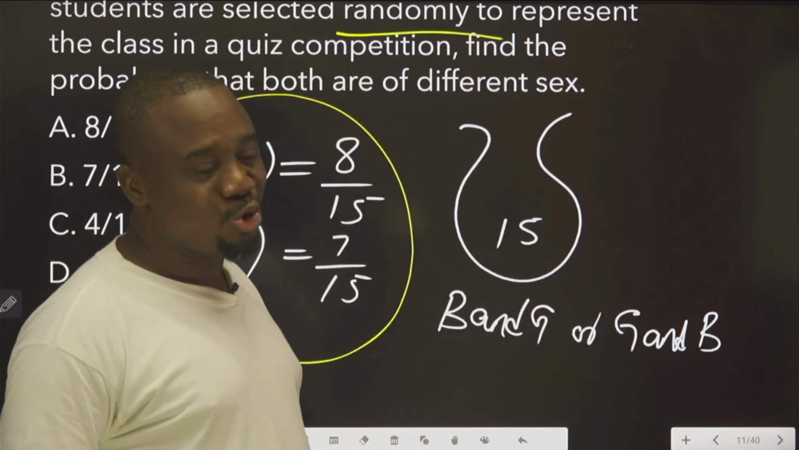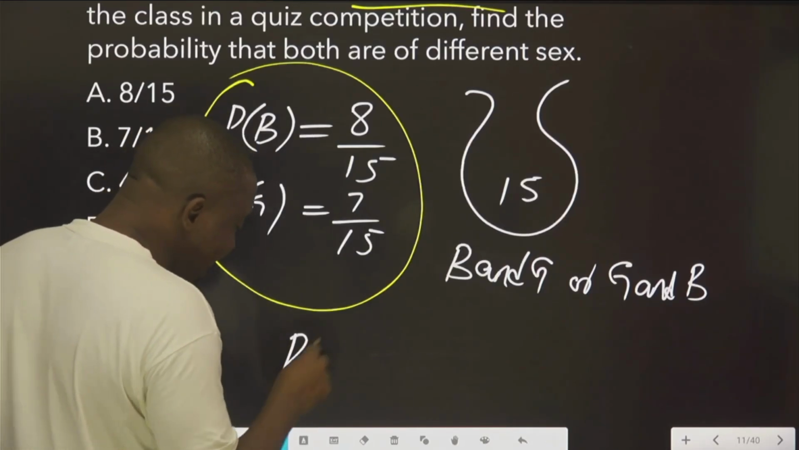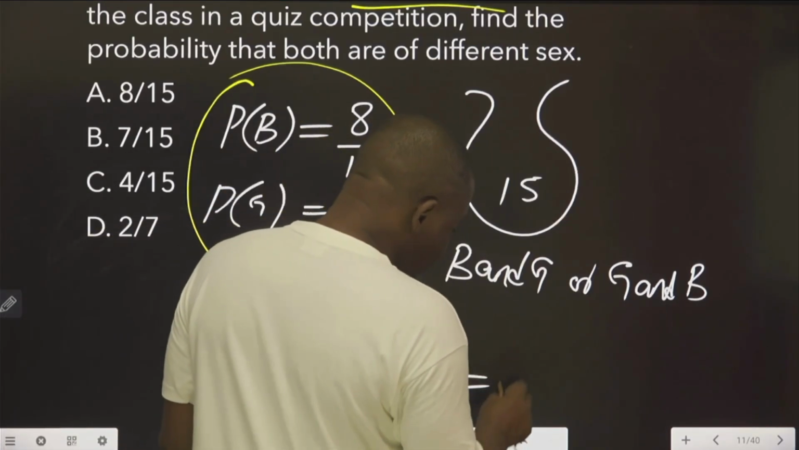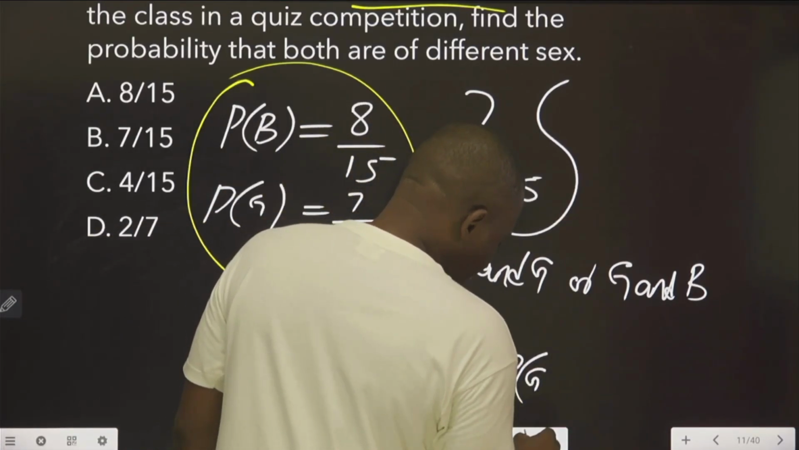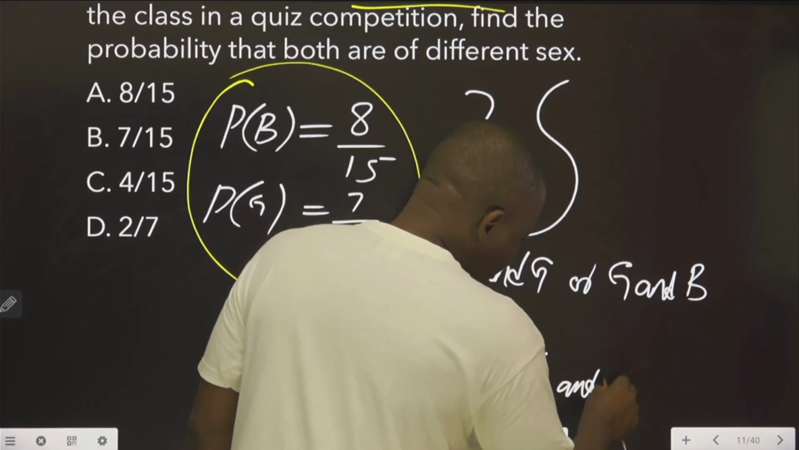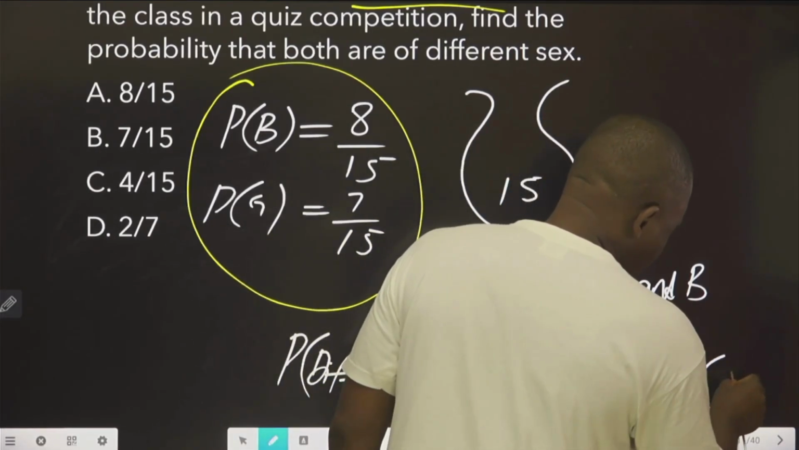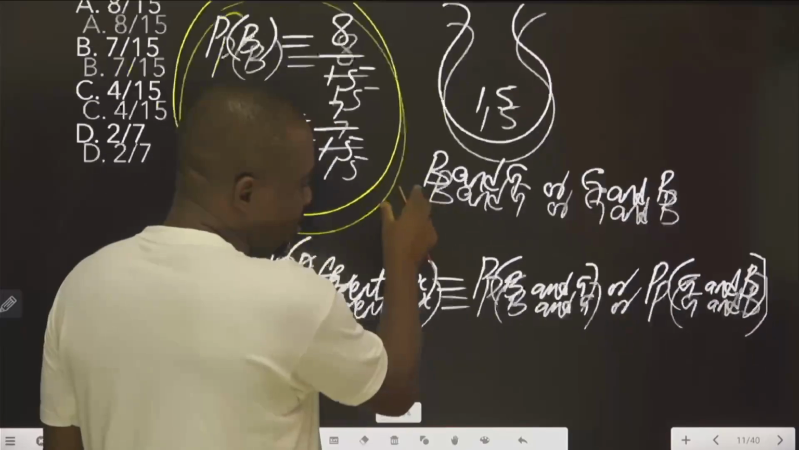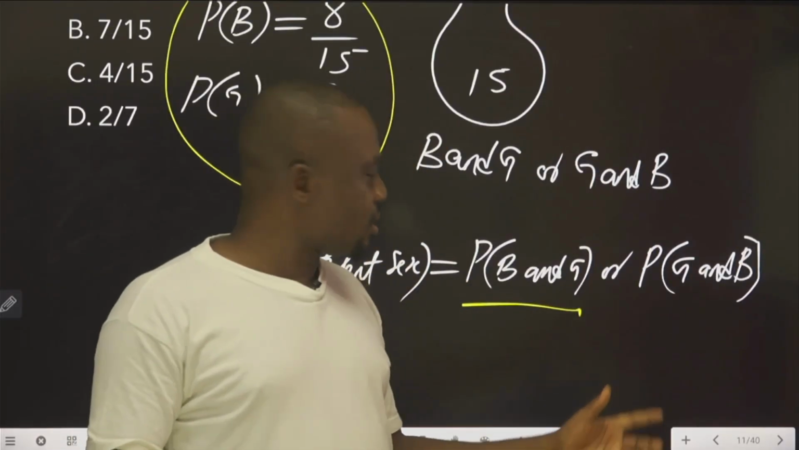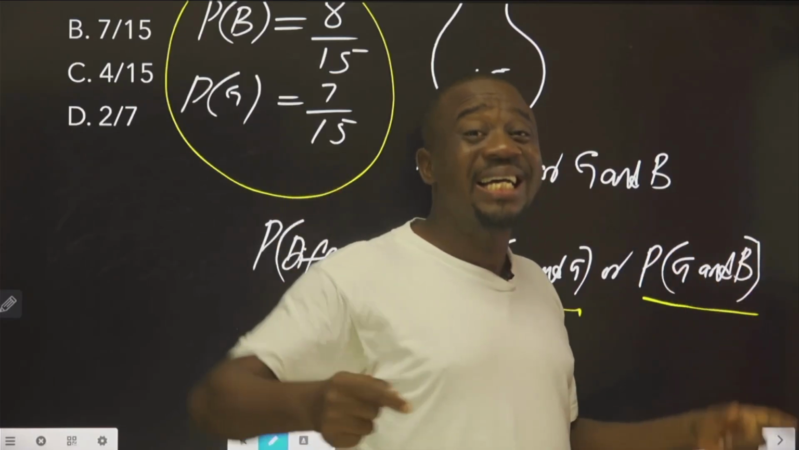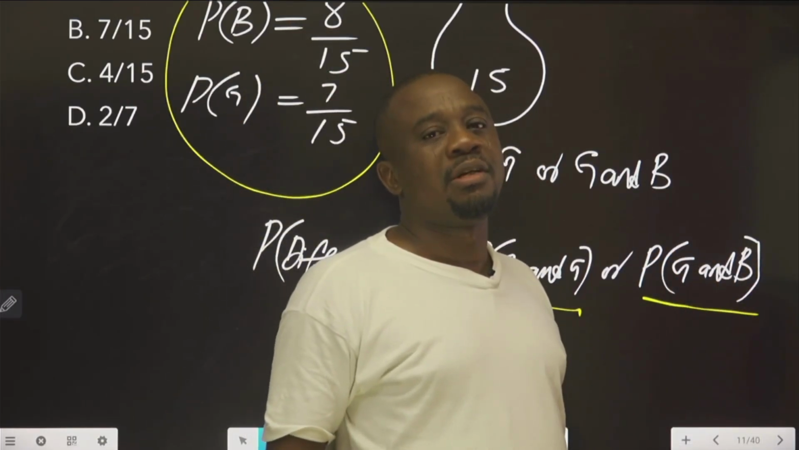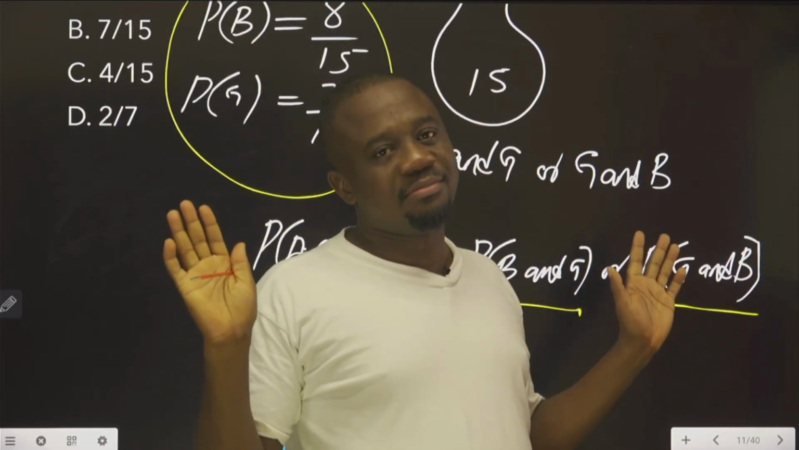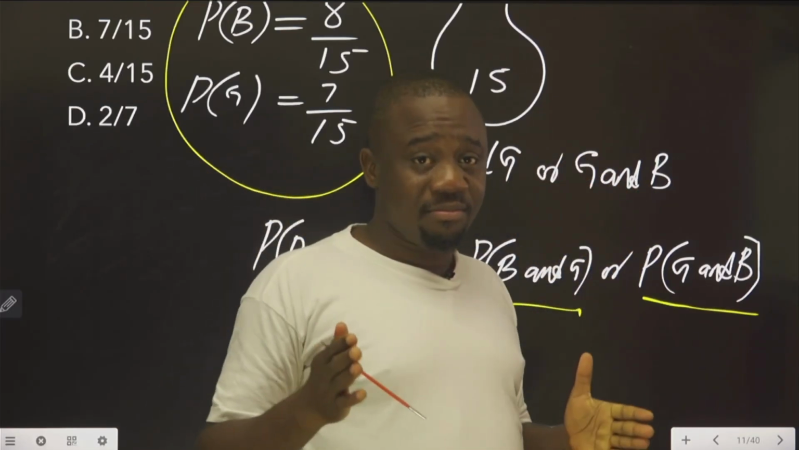Now, let me show you something. The probability now that is of different sets. The first possibility is the probability that it's a boy and a girl, or the probability that a girl and boy. So this is what somebody might get. Another person might get this. Remember, they must be of different sets. If you put hand and you brought out a girl, brought out a girl, you don't want that. That's why we are not considering same. Different sets.